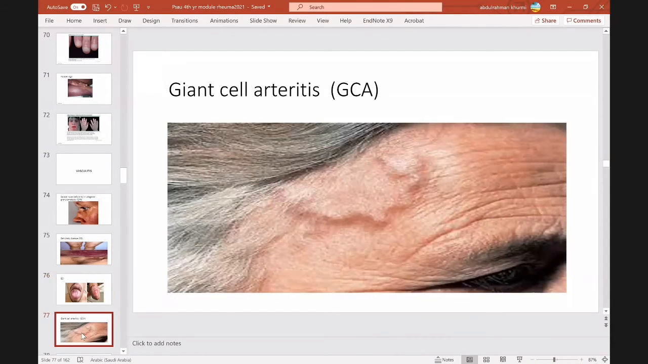This is what we call giant cell arteritis or temporal arteritis. You can see here the temporal artery is inflamed. It affects large vessels. It might lead to blindness or critical illness in the body. Okay? So we need to treat this as a rheumatological emergency. You should give him steroids initially to save his eye.